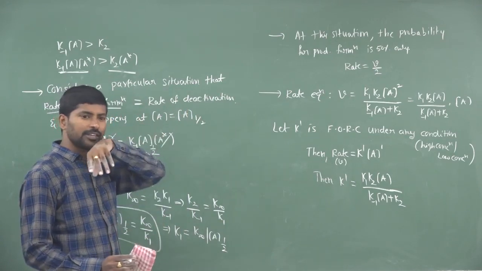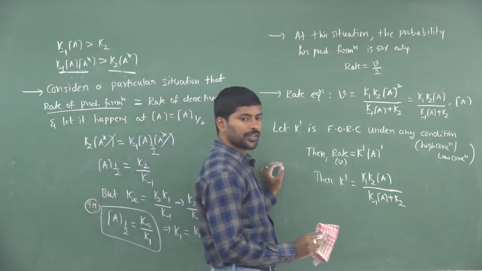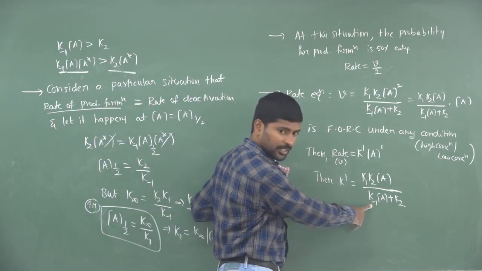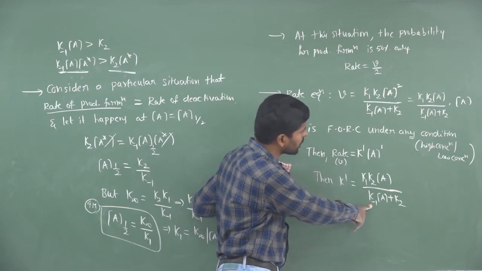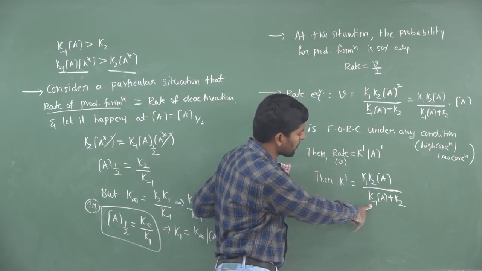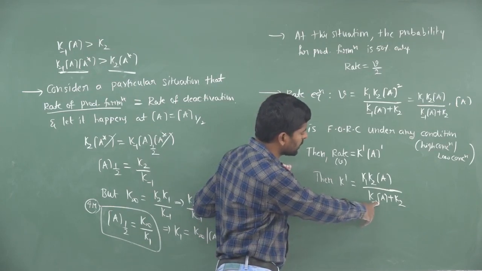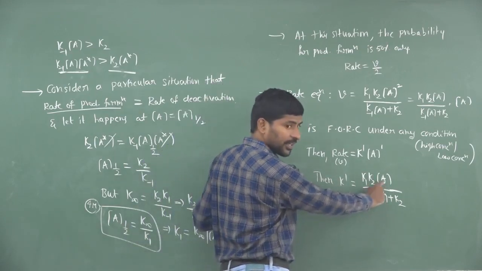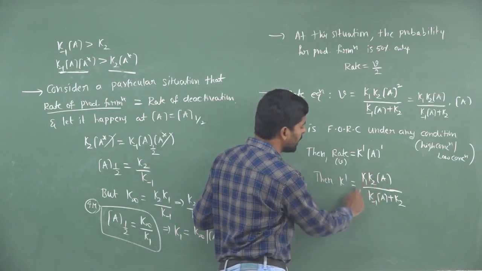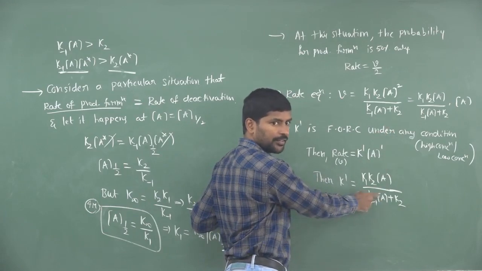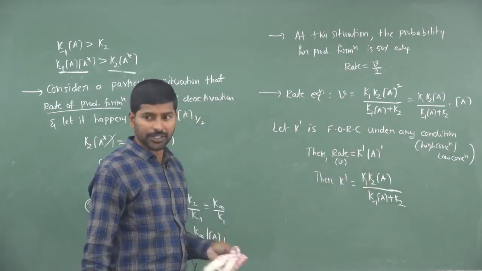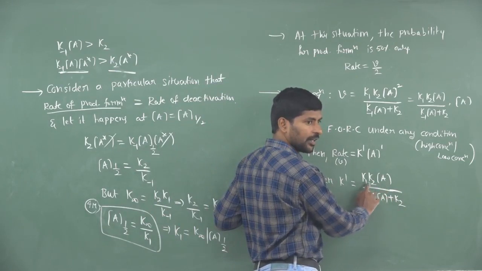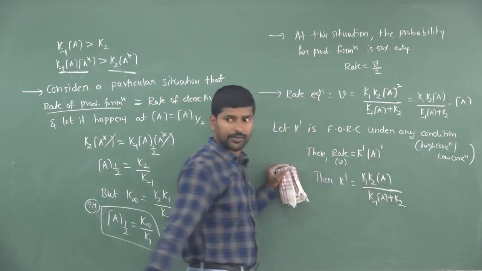Previously, what was the conclusion we got? At high concentration or low concentration, it followed first order kinetics. If you apply this at high concentration, K2 is negligible, A and A get cancelled, and K1 K2 by K minus 1 we will get. There also we got the rate constant the same, K1 K2 by K minus 1.